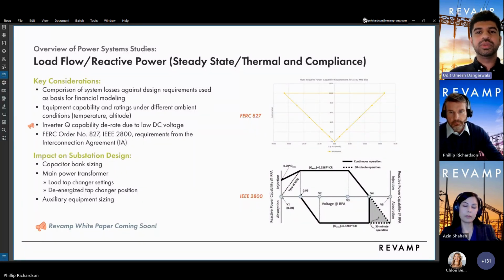Reactive power analysis determines whether a capacitor bank is needed at the substation, and if required, what will be the size of it. It also informs the main power transformer's tap changer settings, be it for the load tap changer or the position of the de-energized tap changer. Also, if any loads or aux loads need to be fed within the plant, the aux equipment can be sized using the load flow study.